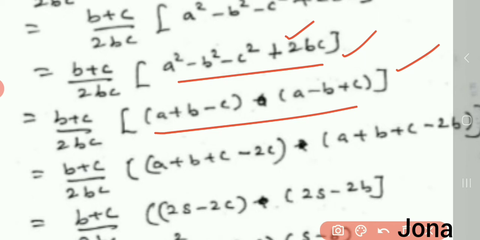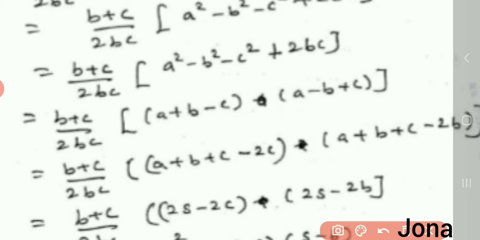Okay, so in the first bracket I want to add and subtract c here. Therefore I get this a plus b minus c as a plus b plus c minus 2c. Similarly in the second bracket I want to add and subtract b. Therefore I have a plus b plus c minus 2b.